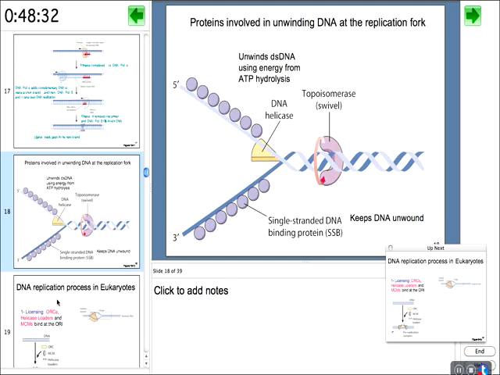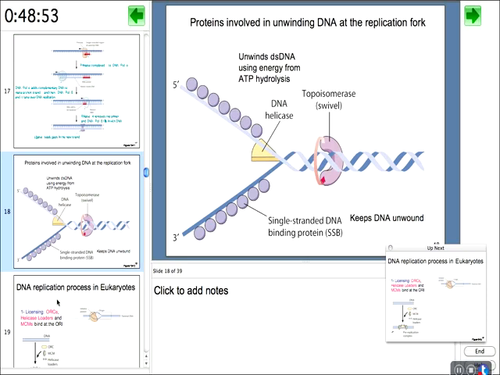That happens during replication. They're showing it as being right on top of the replication bubble, but in fact it's quite a bit back in the DNA, because the tension forms further back from that supercoiling, and that's what topoisomerase gets rid of. The other one we haven't talked about here is the single-stranded DNA binding proteins.